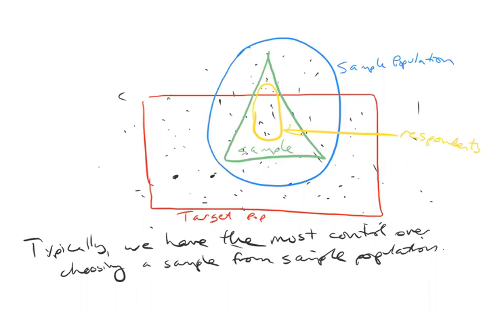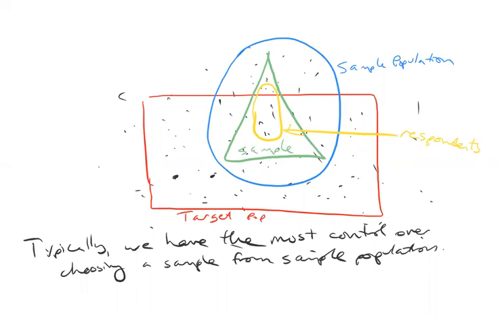But I want to make sure we're putting this in context. Choosing the sample from the sample population is important. It's no more important than figuring out how the sample population relates to the target population. And it's no more important than figuring out how the respondents relate to the sample. The only reason that there's so much more to say about how we choose a sample from the sample population is that we have the most control over that, and so people have thought a lot about how to do it.